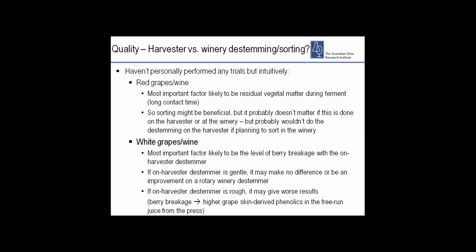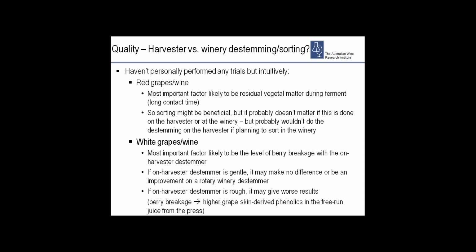But at the same time, you probably wouldn't destem on the harvester if you're planning to sort in the winery, because it might cause some berry breakage and juicing during transport that makes the sorting at the winery more difficult. But I'm not sure how many people would be machine harvesting and sorting in the winery anyway.